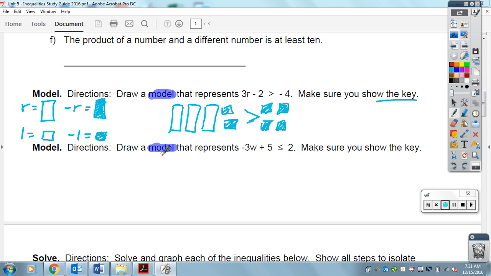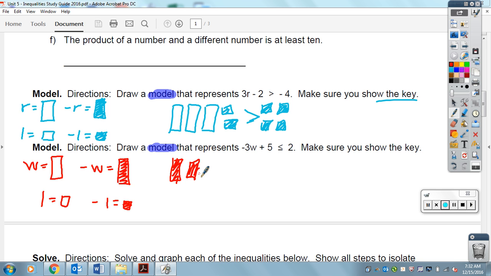Again, going down to this one, I'm going to model this, but let me make my key. A W, since I'm looking for W's, is a big long rectangle, but a negative W, which I am going to use because I have 3 negative W's, is a big long rectangle filled in. Still, a 1 is an open square and a negative 1 is a filled in square. So I have 3 negative W's. That's 1, 2, 3 negative W's plus 5. 1, 2, 3, 4, 5 is less than or equal to 2 positives.